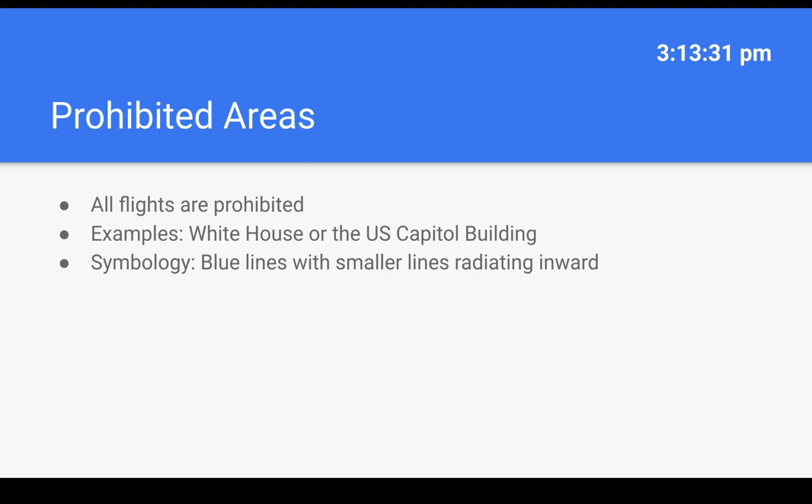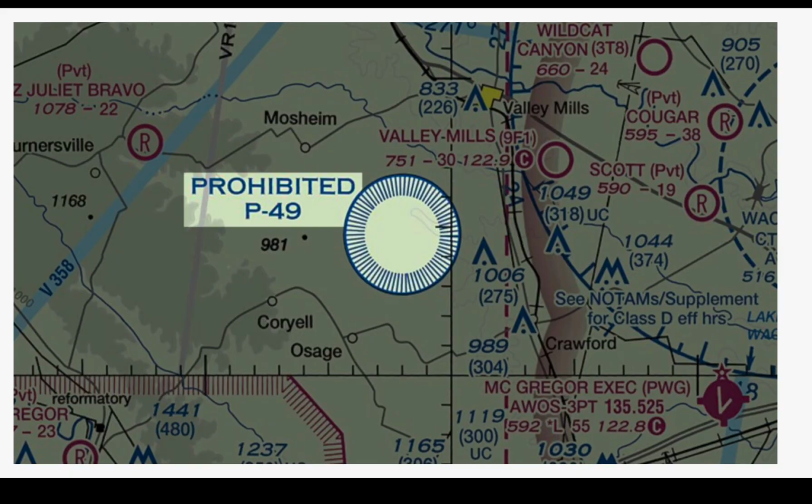Prohibited means you can't go there, and that means all flights are prohibited. Example, the White House or the U.S. Capitol building. The symbology typically is blue lines with smaller lines radiating inward, like this.